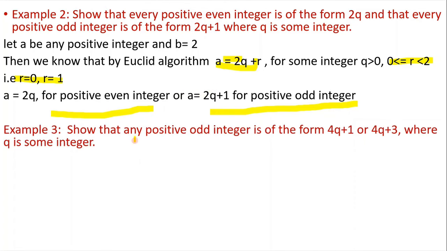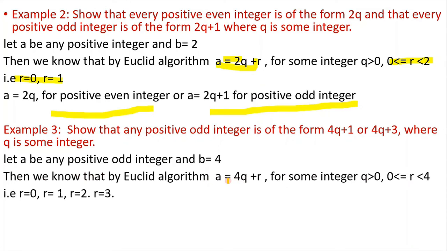Example 3. Show that any positive odd integer is of the form 4q + 1 or 4q + 3, where q is some integer. We know that the general equation of Euclid's division algorithm is a = bq + r, where the range of r lies between 0 ≤ r < b. Let us consider a to be any positive odd integer and b = 4. When you substitute b = 4 in the general equation, we get a = 4q + r, where the range of r lies between 0 ≤ r < 4.